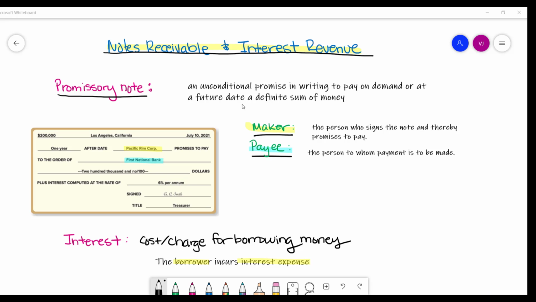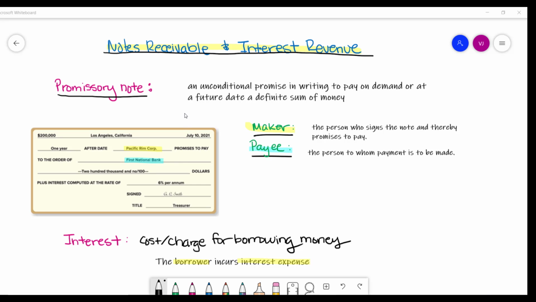Here we have a maker and a payee that both need to be present for a promissory note to exist. The maker is the person who signs the note and promises to pay, so the one borrowing the money. The maker here is Pacific Rim Corporation. The payee is the person to whom payment is going to be made, so the person lending the money. Here the payee is First National Bank.